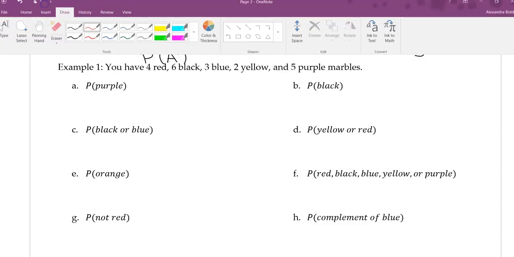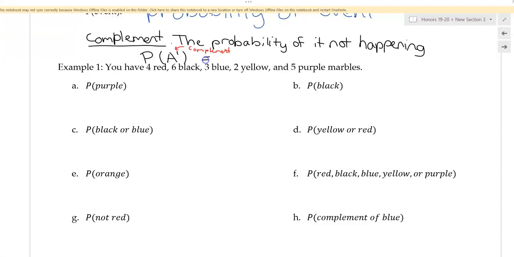Equals 1 minus the probability of that event. Okay. All right, it's everything that's not it. So it's the whole probability of all the universe, which is 1, right? If it's certain to happen, minus the probability of that thing happening will give us the probability of it not happening.